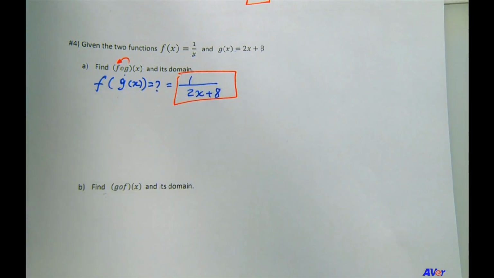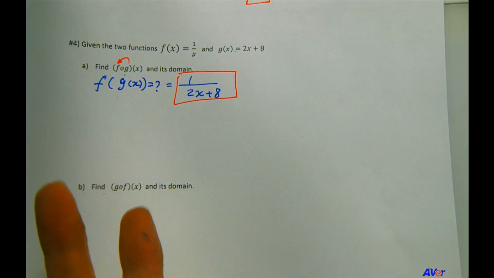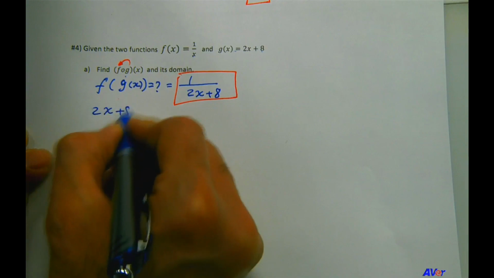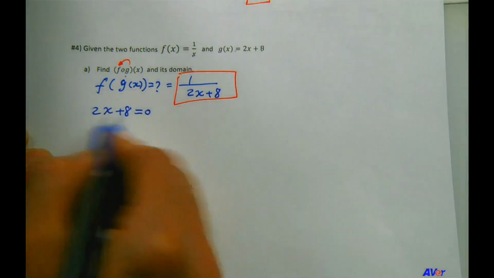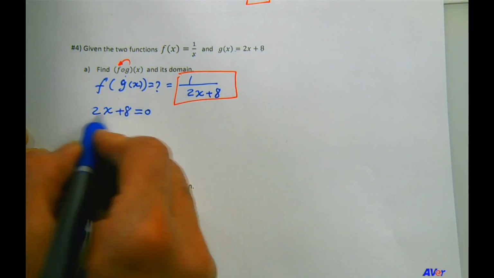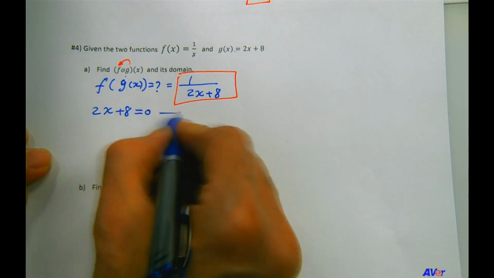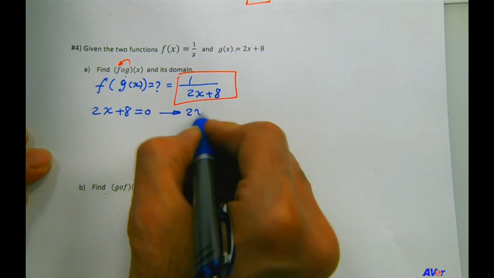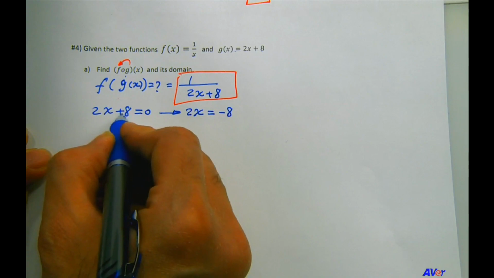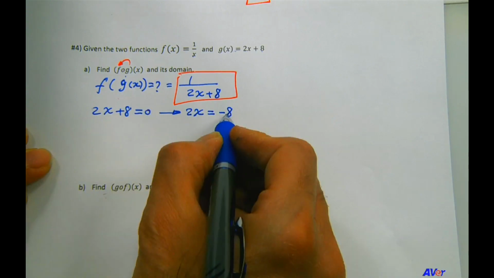So let's find what that x value is that we need to exclude from the domain. So 2x plus 8 equals 0. Whenever that happens, we're in trouble, so we need to make sure that never happens. So find the x value. 2x equals minus 8. 8 is positive on this side; when I move it to the other side, it is negative 8.